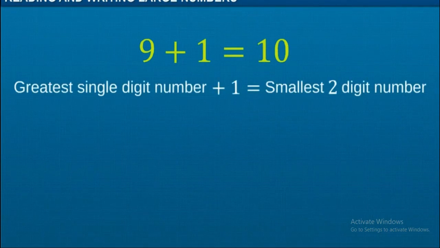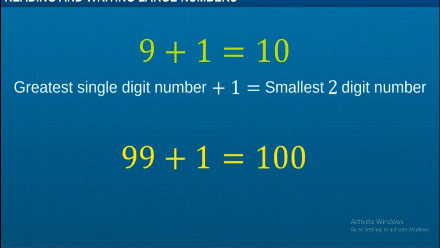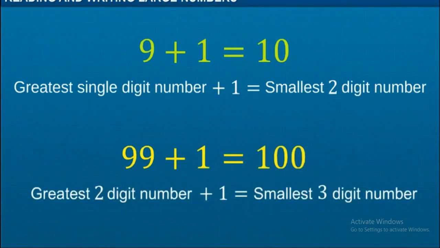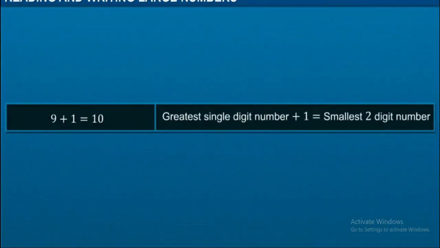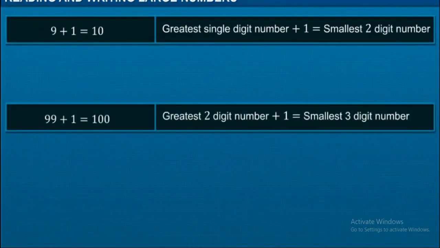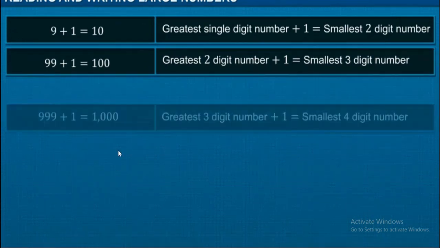Let's consider the number 9. When we add 1 to 9, we get 10, which is the smallest two-digit number. Similarly, the greatest two-digit number is 99. On adding 1 to 99, we get 100, which is the smallest three-digit number. It continues in the same way, and we have a pattern which looks like this.